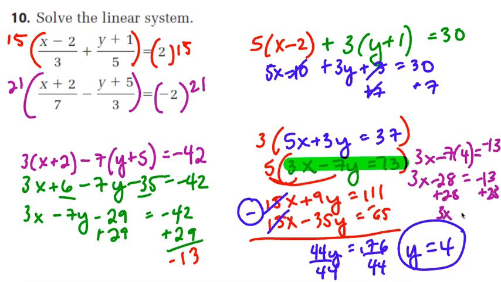So 3x equals 15, so x is 5. So the point where these two intersect, the solution is (5, 4), x, y.